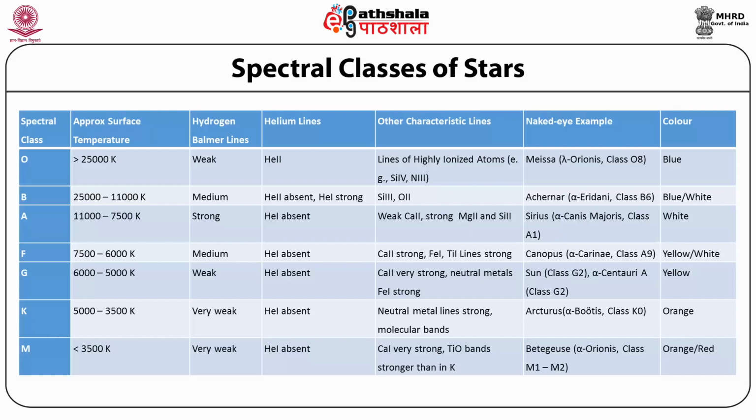Again, He1 are absent. Ca1 are very strong lines. Titanium oxide bands are stronger than in K. The naked eye example is Betelgeuse, Alpha Orionis, class M1 to M2, and the color is orange-red.